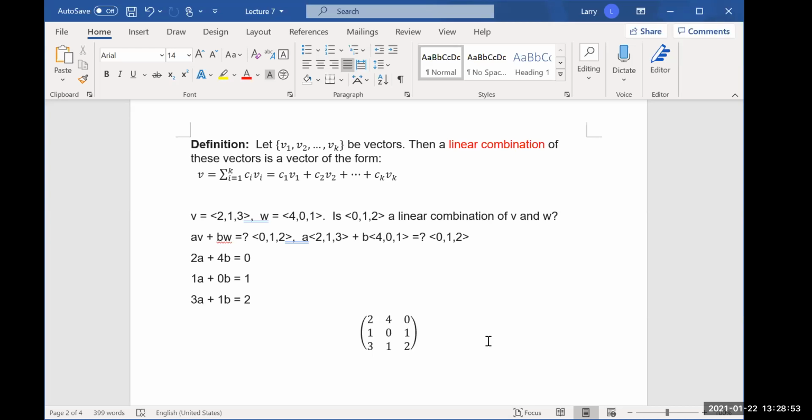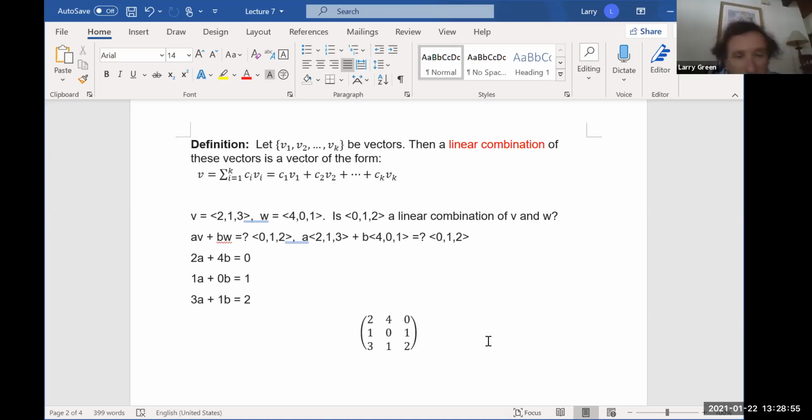We can RREF. Yeah, we can RREF. And actually, you don't even need to RREF because we don't need to know what A and B are. We just want to know, is there an A and a B? Does that make sense? So REF is good enough. Is that clear?